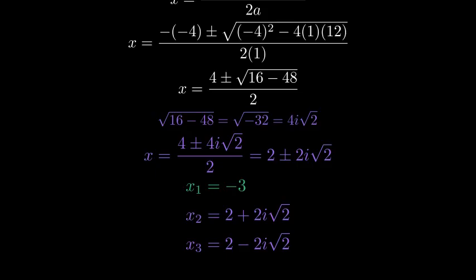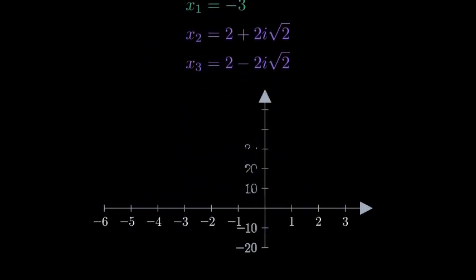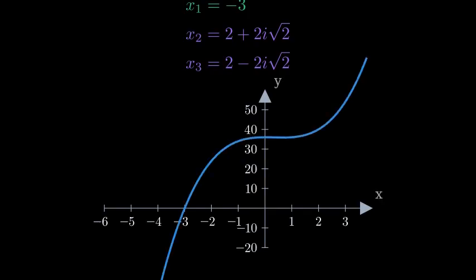Let us visualize the cubic function, y equals x cubed minus x squared plus 36. We draw coordinate axes and plot the curve. The graph crosses the x-axis only at x equals -3, confirming our single real solution.